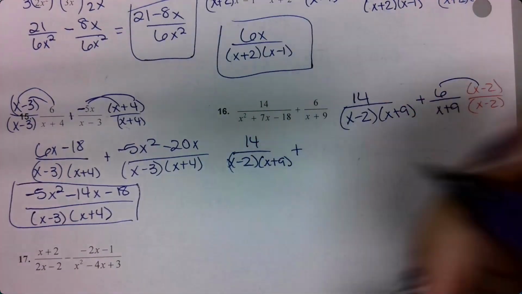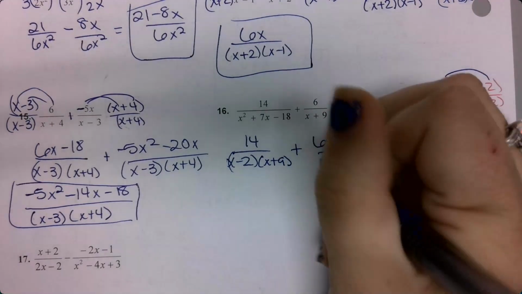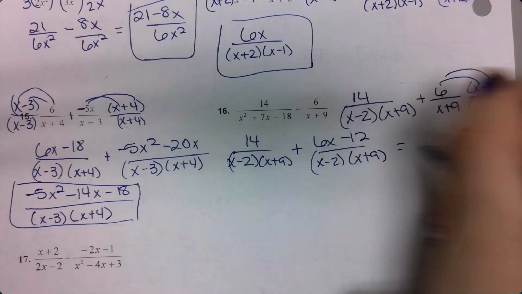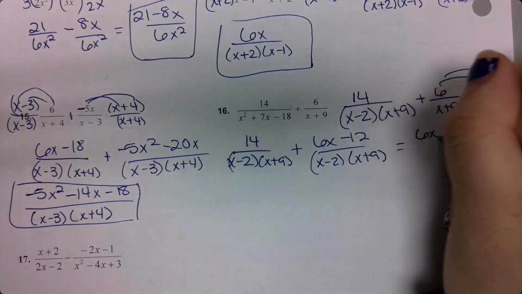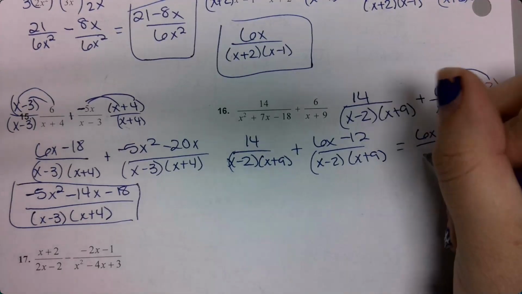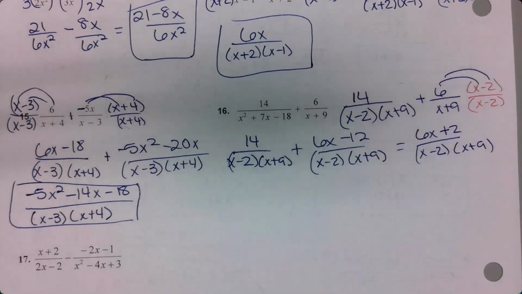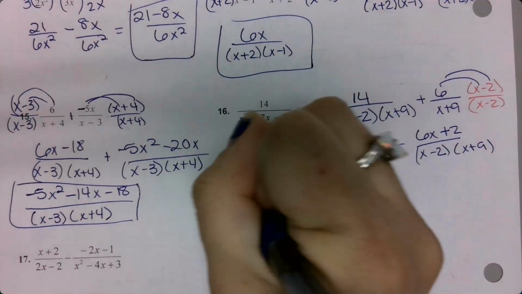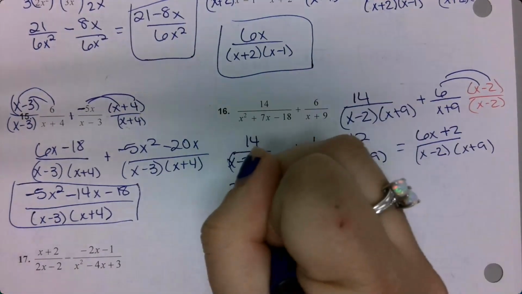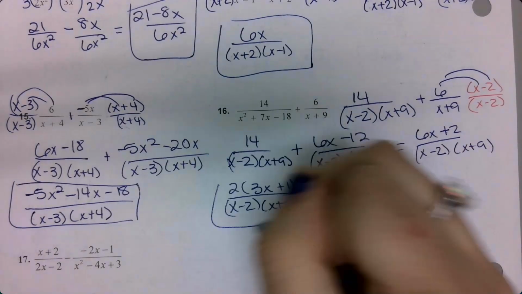So 6 times x is 6x. 6 times negative 2 is negative 12. And then my bottom is going to stay the factored x minus 2, x plus 9. I want to combine like terms. So I have 6x, and then 14 minus 12 is positive 2 over x minus 2, x plus 9. I'm going to factor my numerator because they're both even. So I'm going to have 2 times 3x plus 1 over x minus 2, x plus 9. Nothing in common, so this stays my answer.